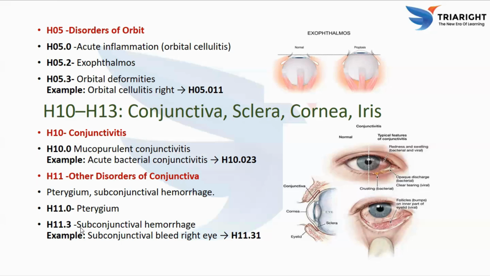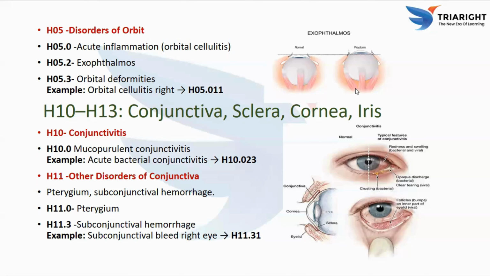So next is H11.3, subconjunctival hemorrhage. This is a small bleeding under the conjunctiva. What are the causes of subconjunctival hemorrhage? Sneezing, coughing, trauma, hypertension, and also blood thinners. What are the symptoms? A bright red patch on the eye, usually painless, harmless, and it resolves on its own. So subconjunctival bleed, right eye, is given the code H11.31.